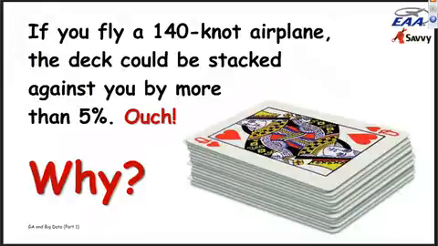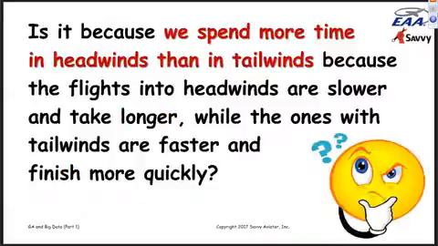So we started talking about why that was, and I'd always assumed that the reason we always seem to have more headwinds than tailwinds is because we spend more time in headwinds than in tailwinds. When we're flying into a headwind, we're traveling more slowly, so the flight takes longer, and when we're flying with a tailwind, we move faster, so we finish the flight more quickly. So on balance, we would spend more time flying into headwinds than tailwinds.